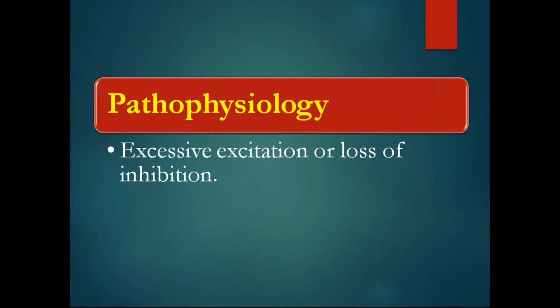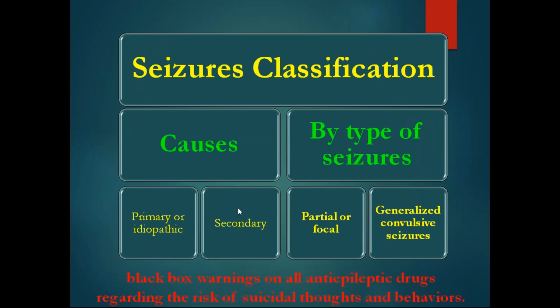Pathophysiology, just two words here: excessive excitation or loss of inhibition. We have inhibitory neurotransmitters like GABA that control the movement, but this GABA is supposed to be high, and it's low. So there is less inhibition. We have excessive excitation. We have noradrenaline, adrenaline, and glutamate, one of the main excitatory neurotransmitters, which are in this case high. So high excitatory, low inhibitory neurotransmitters.